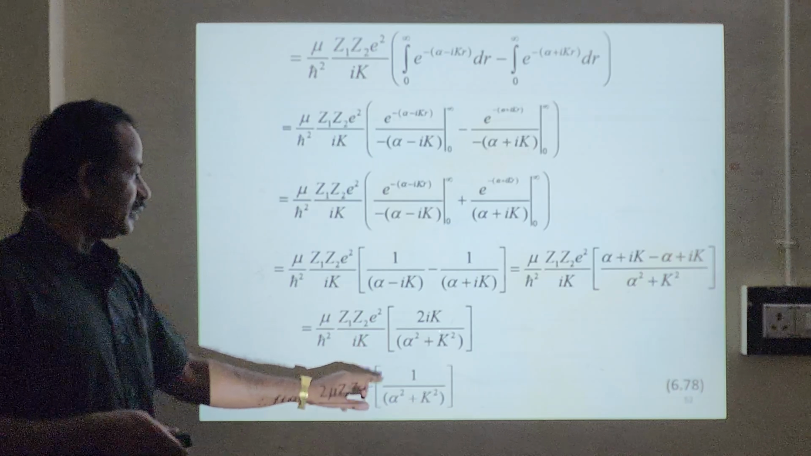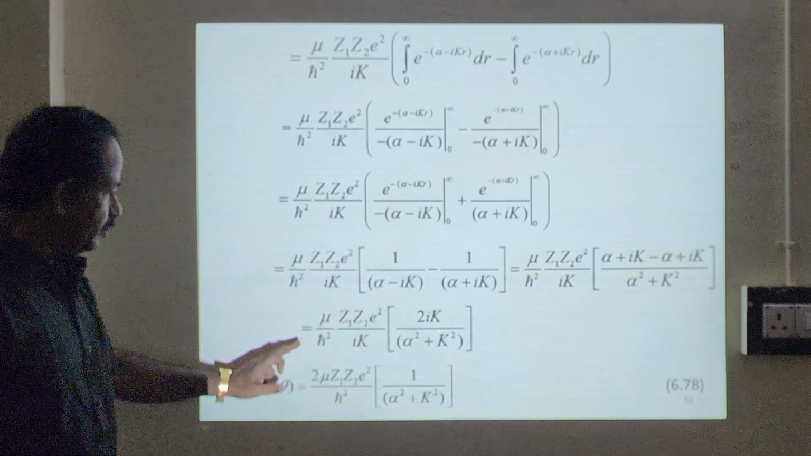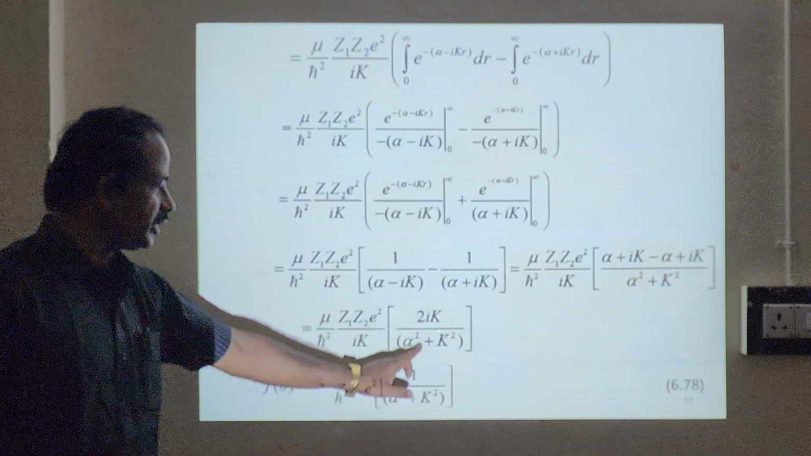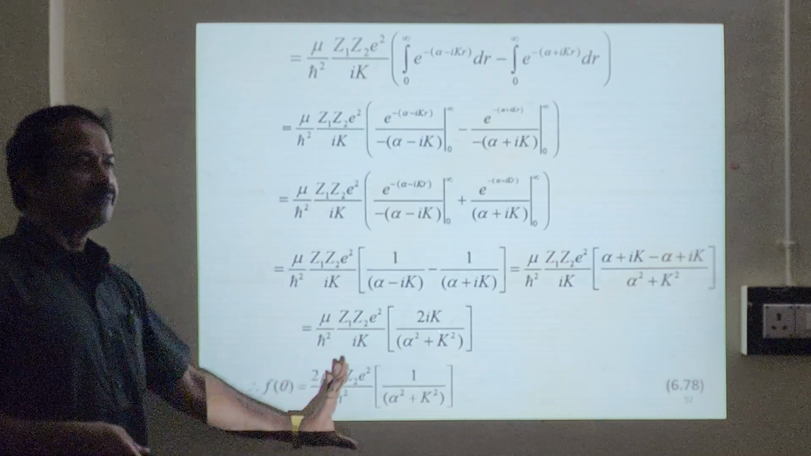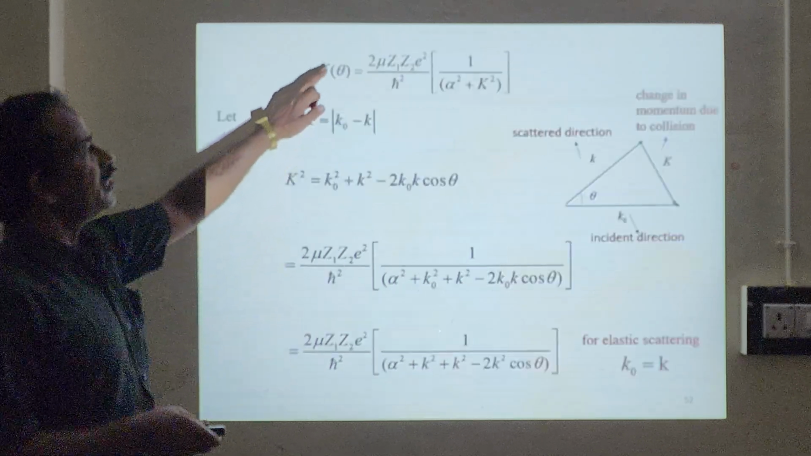So I cancel, these two we can, k also will get cancelled, and we have 2 mu z1 z2 e squared by h bar squared, 1 divided by alpha square plus k square. So we have got the expression for f of theta. Okay, is it okay? Now the same expression I have written here.